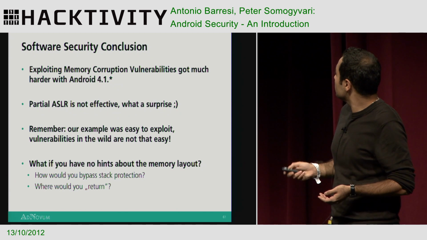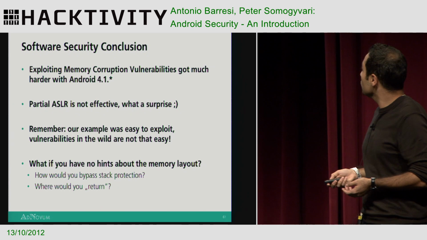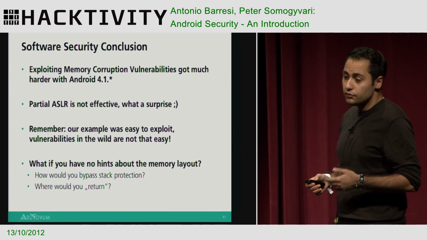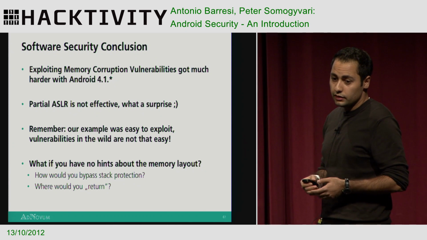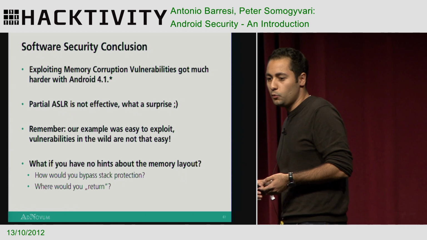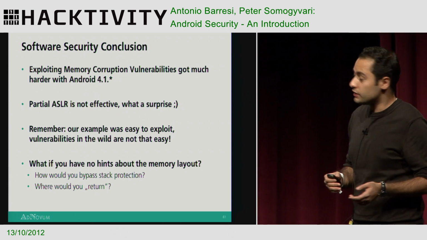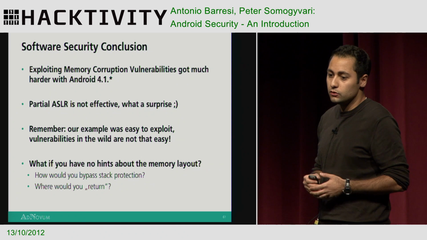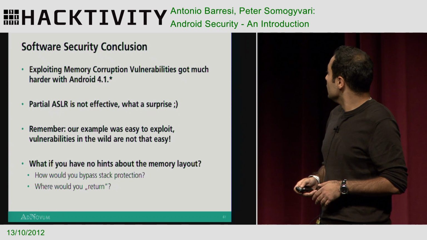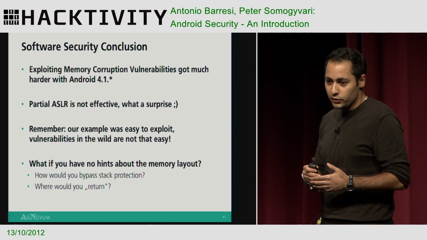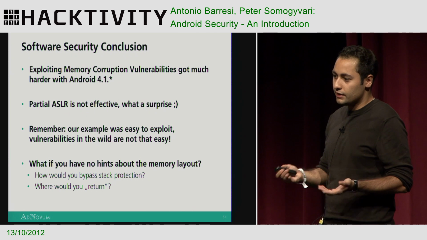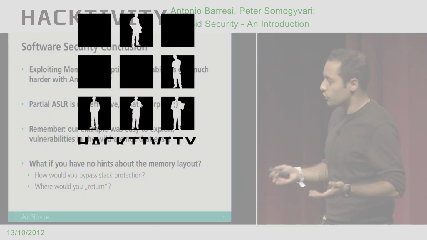So the conclusion there is that from Jelly Bean on, so 4.1, it's much more difficult to exploit memory corruption vulnerabilities. And before that, it was a little bit easier. So that's for sure a pretty good improvement in Android. And I hope that you now also understand the background, so why that is so important and why it works so effectively.